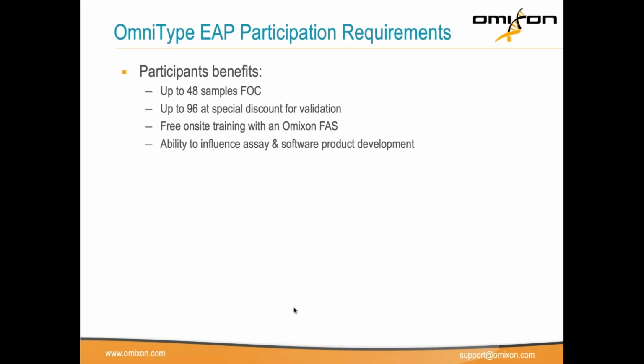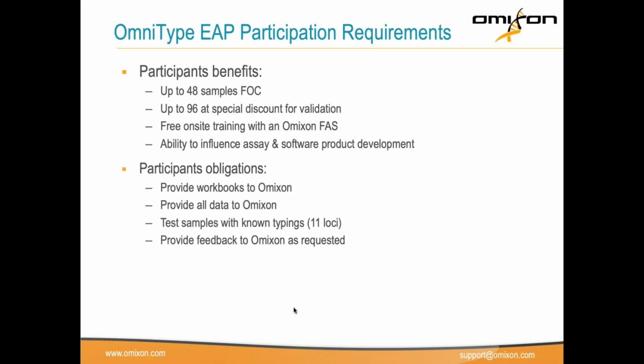Of course, they get free on-site training with an Omixon FAS and the ability to influence the assay and software product development as always. But they also have some obligations. They are required to provide all of the data, workbooks, and feedback back to Omixon, and test samples with known typings, preferably with 11 locus known typings. I do understand that in certain regions, especially in Europe, laboratories do not have this information, but if they do, we do require those. And of course, provide all of the feedback, as I mentioned, back to Omixon as requested.